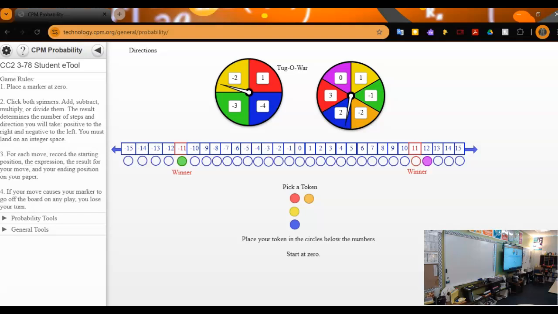This is the best math class ever. I love that game. It's just a fun way to play with the numbers, figure out how we could put them together.